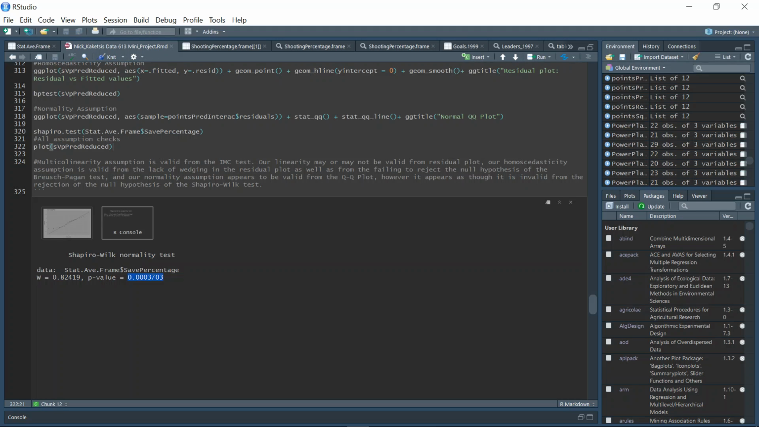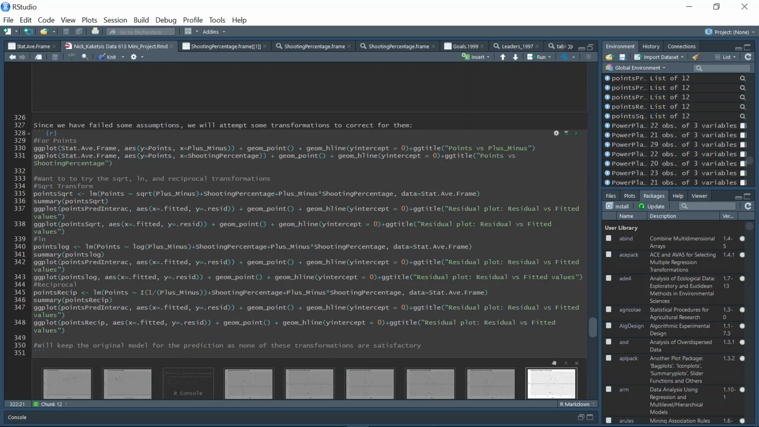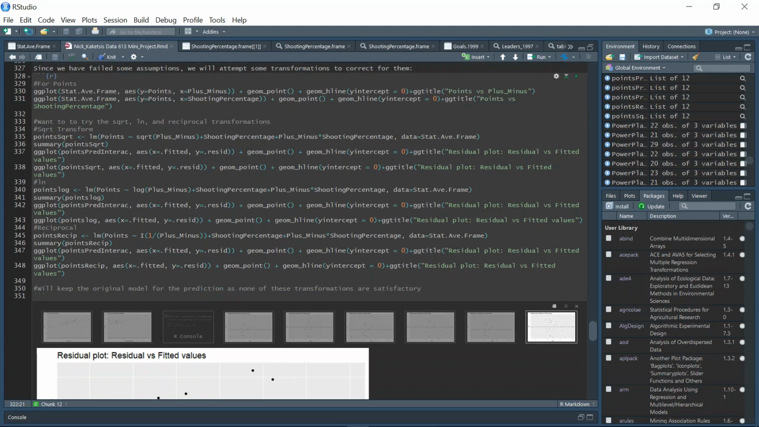So yeah, let's move on to the transformations I tried. Since we have failed a few assumptions, we're going to try some transformations. Essentially I just tried your typical square root transformation, log transformation, and reciprocal transformation on points to see if I could get it to be a little more linear. Overall, I really don't think it did much.